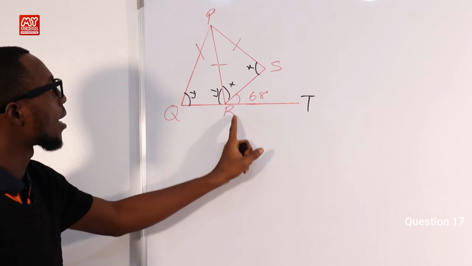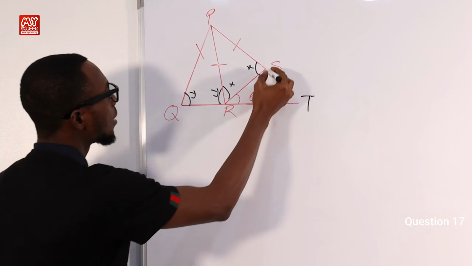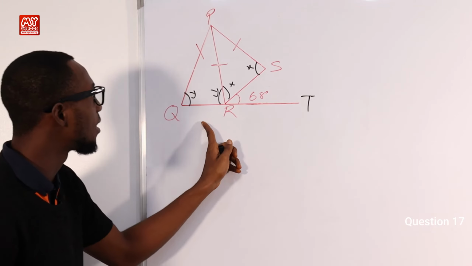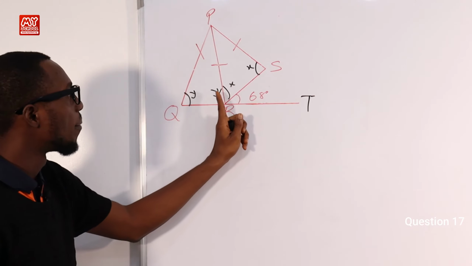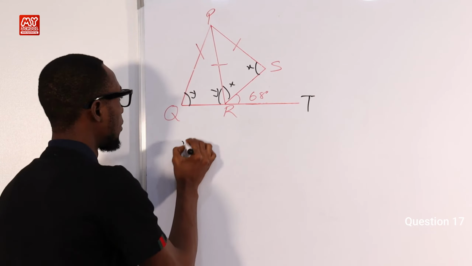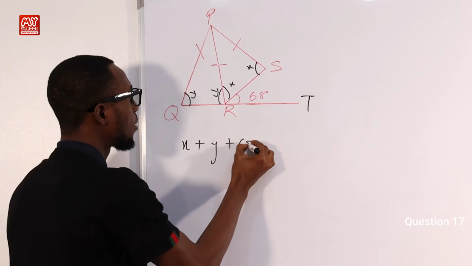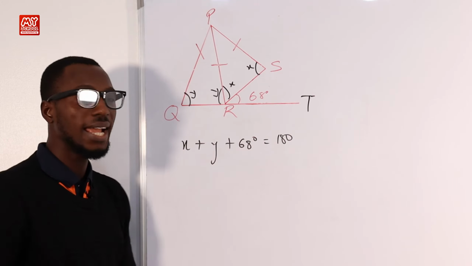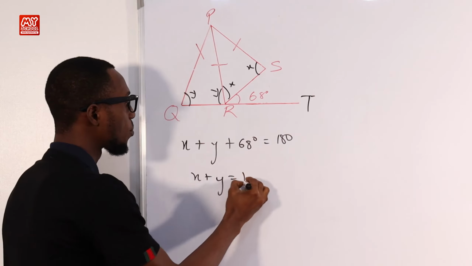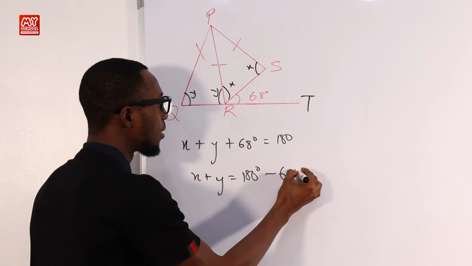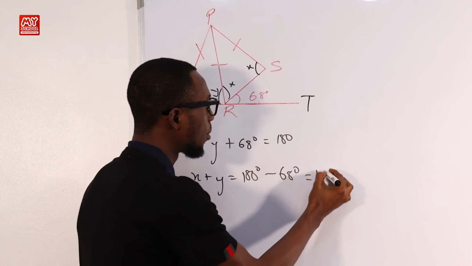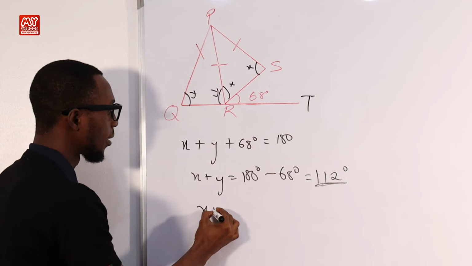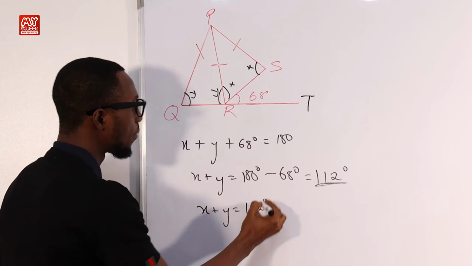So when we observe SRT, we can see that it forms a kind of triangle. It's also an angle on a straight line, and that equals 180. So we have 68 plus X plus Y equals 180. X plus Y plus 68 degrees equals 180. So when we send this outside, it becomes negative. So we have X plus Y equals 180 degrees minus 68 degrees, and that gives us 112 degrees. So we can identify X plus Y as 112 degrees.